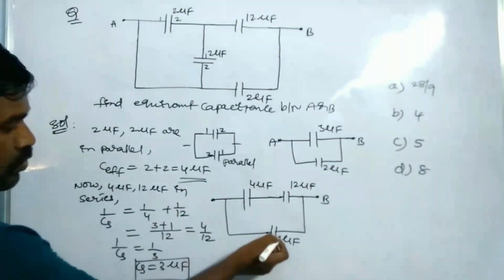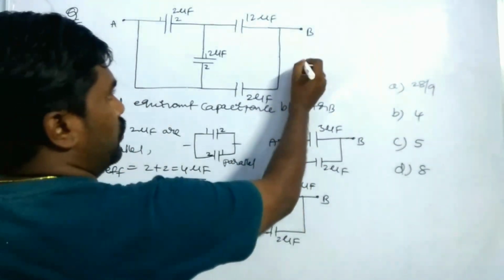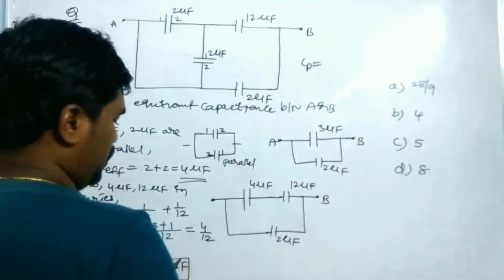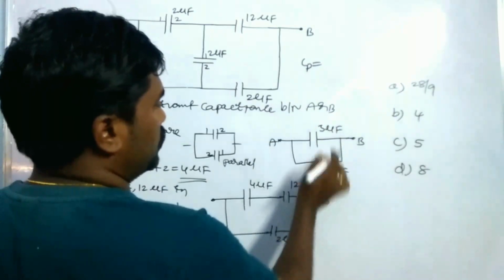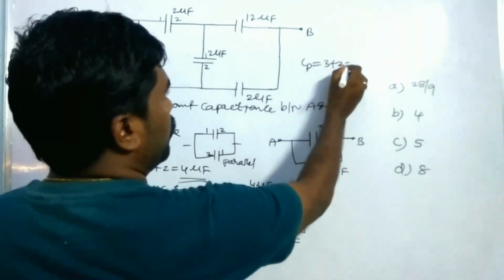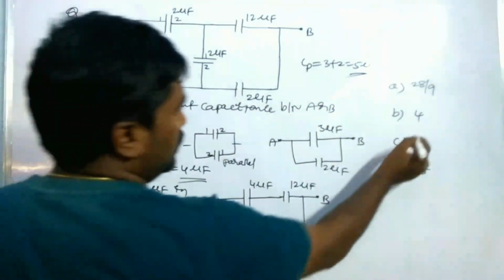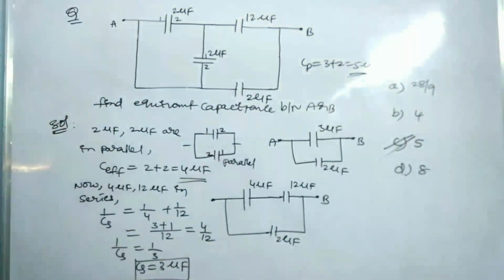These two are in parallel combination. Now 3 microfarad and 2 microfarad in parallel, so Cp is 3 plus 2, which is 5 microfarad. So the option is C. Option C is the right answer here. So you have to imagine how they are connected, so that it is possible to make the circuit.